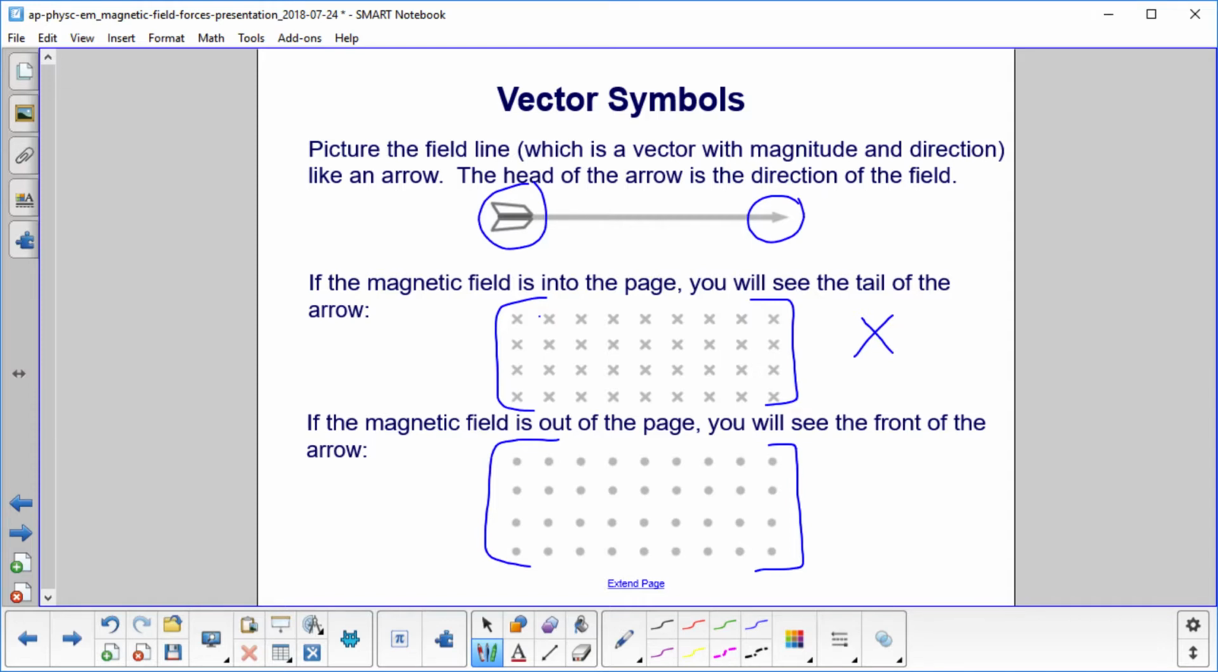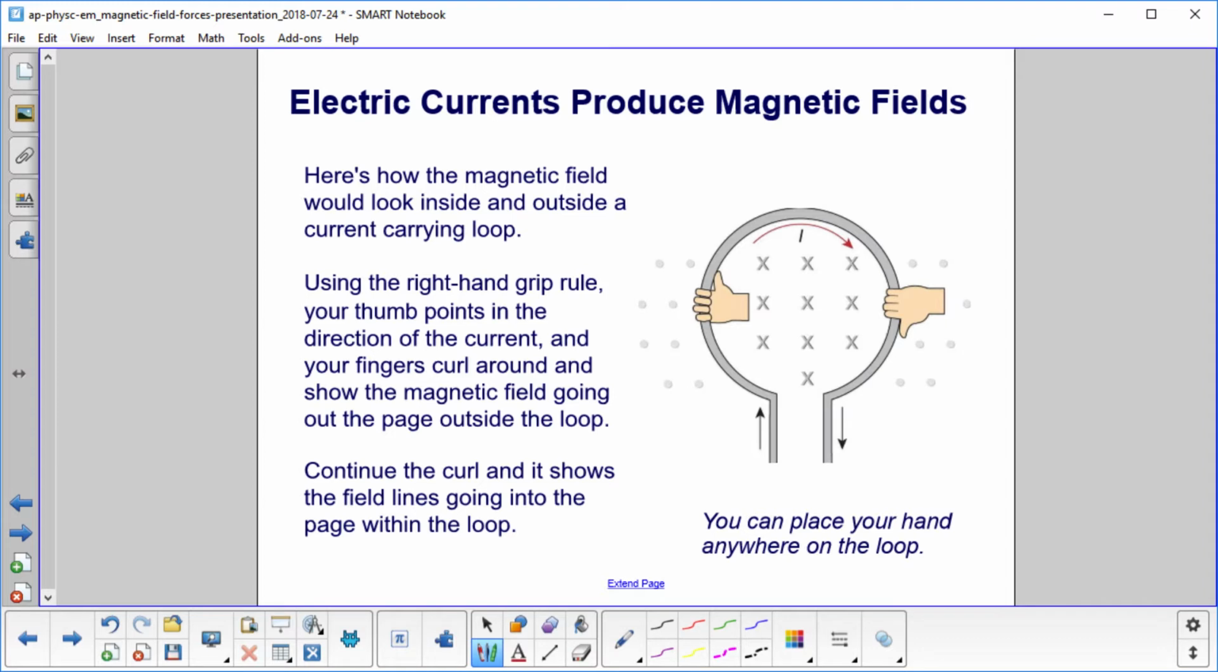What if you have a current carrying loop? What would the magnetic field look like? You use the right-hand grip rule, right? You put your thumb in the direction of the current, which is that way, and you grab the wire. When you curl your fingers around, you see that inside the wire, you're going into the page, so that's X's. You continue to curl your fingers, and on the outside, it's coming out of the page. So the magnetic field will be dots outside the loop. And notice for this would be a little harder to orient your hand, but it gives you the same result. So you can place your hand anywhere on the loop.